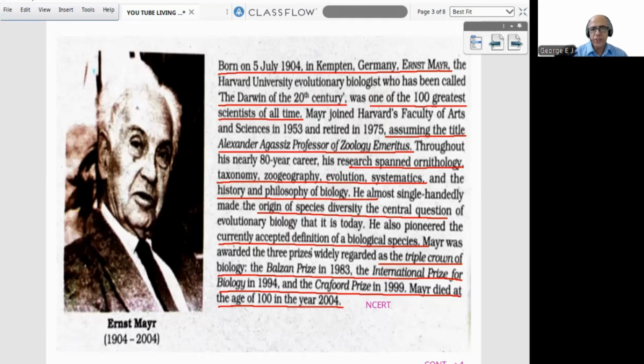And Mayr was awarded 3 great prizes of the world, the Triple Crown of Biology, which include the Balzan Prize in 1983, the International Prize for Biology in 1994, and the Crafoord Prize in 1999. And Mayr died at the age of 100 years in 2004. So that is the contribution of this great scientist, one of the top 100 scientists of the world. I think the idea is clear. Now we can proceed. These are pure NCERT.